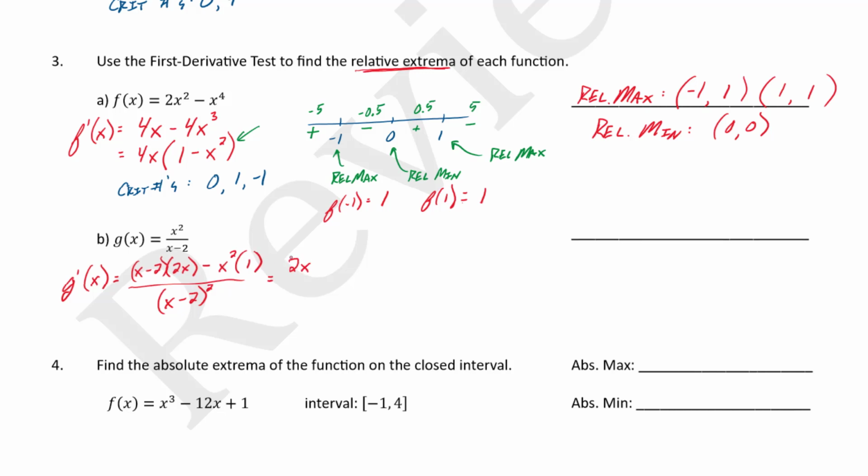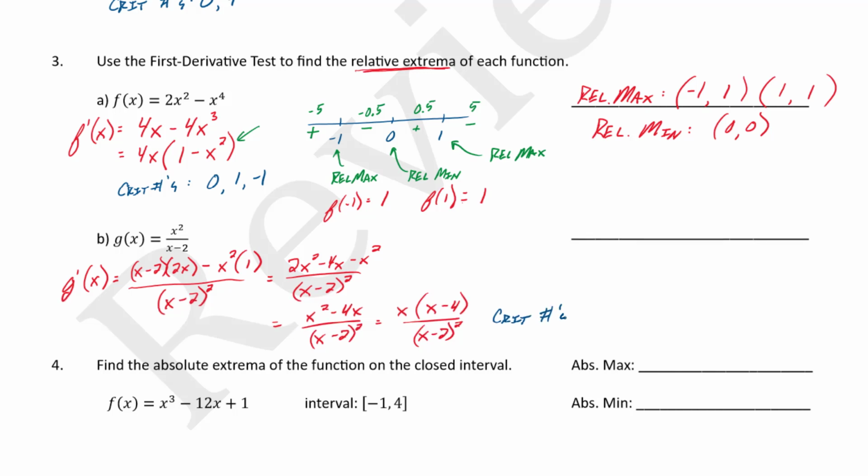So 2x distributed through gives me 2x squared minus 4x. And then I have minus x squared afterwards, still over x minus 2 being squared, which I can then simplify and call that x squared minus 4x in the numerator over (x minus 2) quantity squared on the bottom, which I can factor an x out of to make the setting equal to 0 and undefined steps a little bit easier.